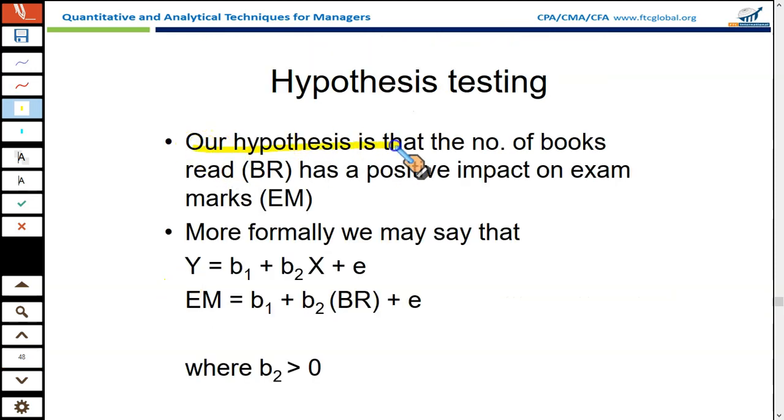So our hypothesis is that the number of books has a positive impact on exam marks. That's what we have been doing and saying for many days in a row. So more formally, this is it. Y is equal to B1 plus B2 X plus E. And more precisely, your exam marks is equal to intercept plus B2 times BR, books read, plus the error term, where B2 is greater than 0.